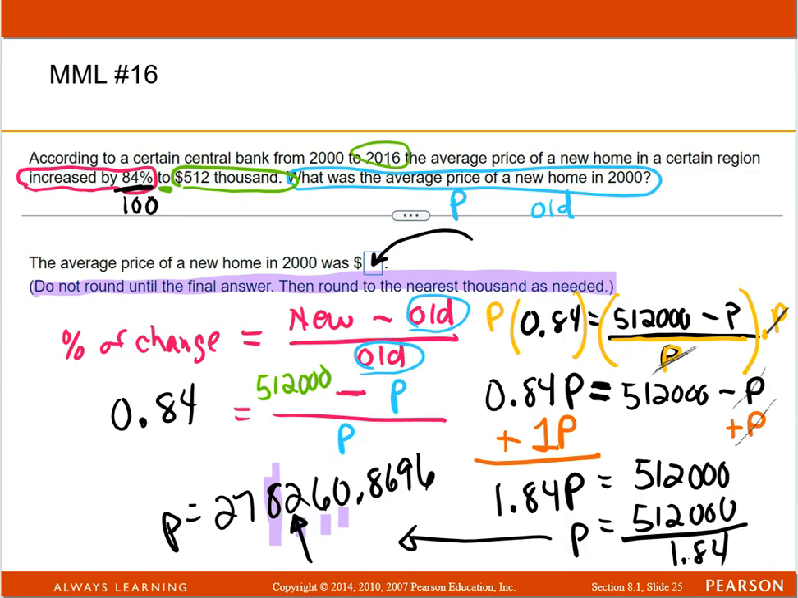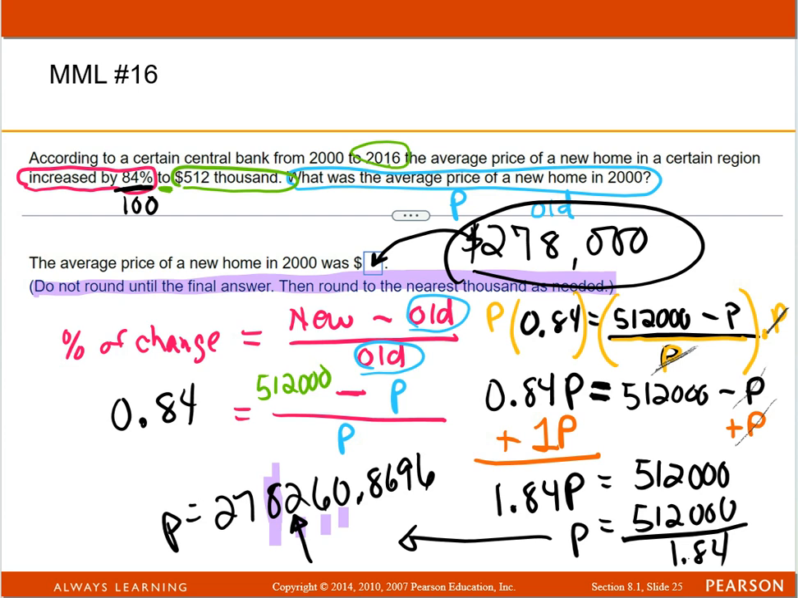So my answer in this box is $278,000. And that's the price of a home back in the year 2000. And that was number 16.